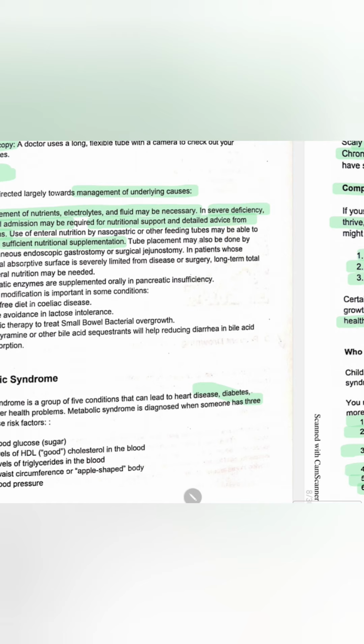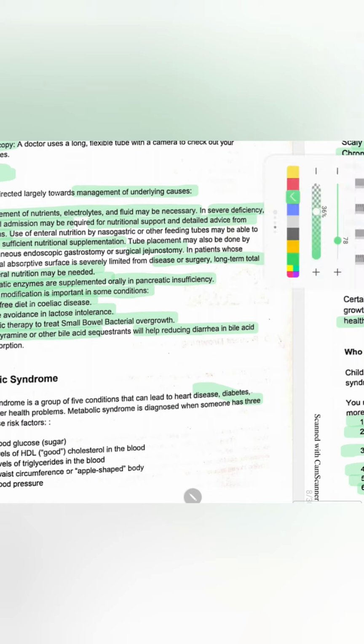And the tube placement may also be done by percutaneous endoscopic gastrostomy or surgical jejunostomy. In patients whose intestinal absorptive surface is severely limited from the disease or the surgery, long-term total parenteral nutrition may be needed. Pancreatic enzymes are supplemented orally in pancreatic insufficiency, and dietary modification is important in some conditions: a gluten-free diet in celiac disease, and lactose avoidance in lactose intolerance. Antibiotic treatment is used to treat small bowel bacterial overgrowth, and cholestyramine or other bile acid sequestrants will help reduce the diarrhea in bile acid malabsorption.